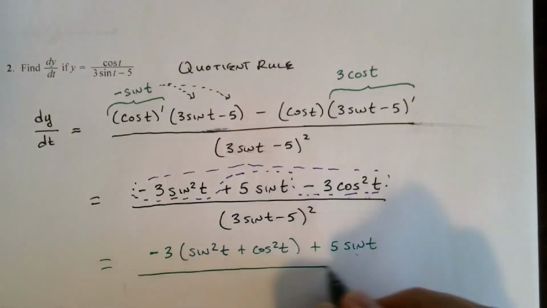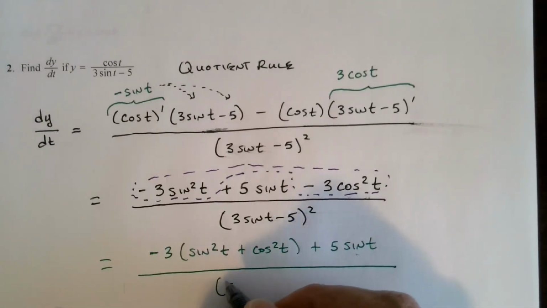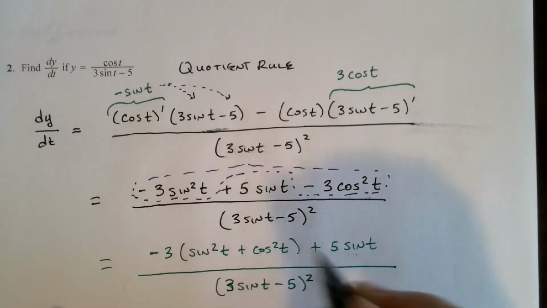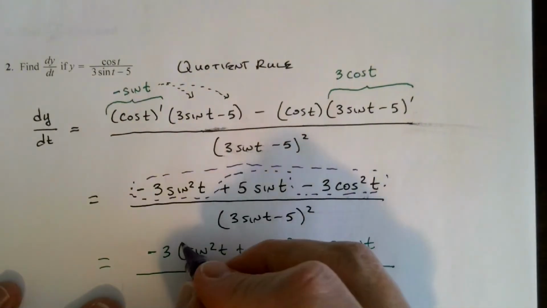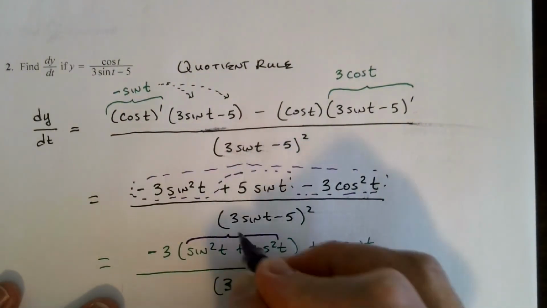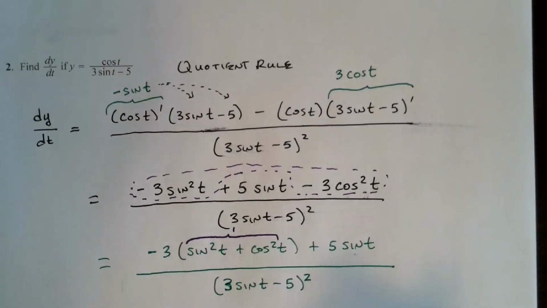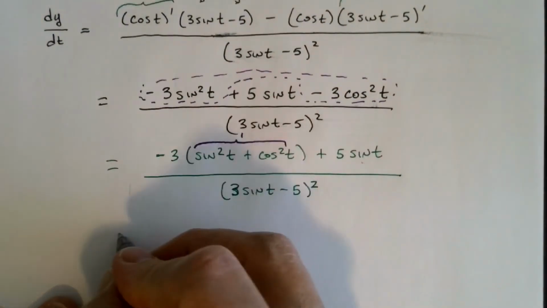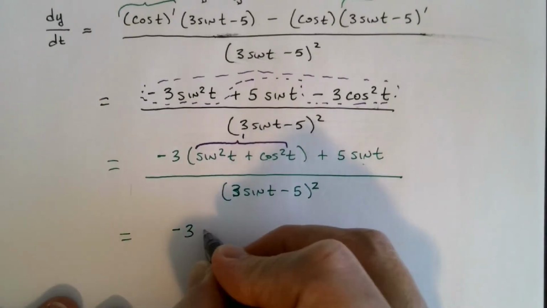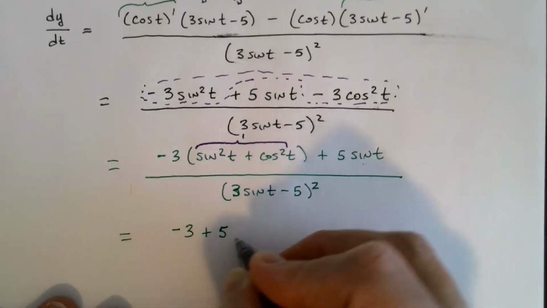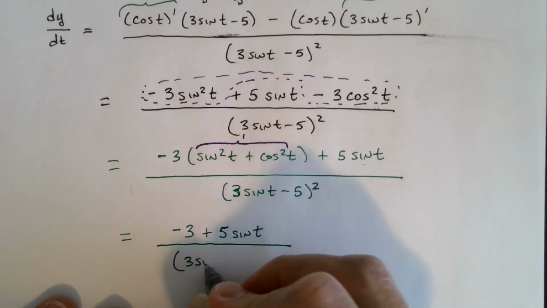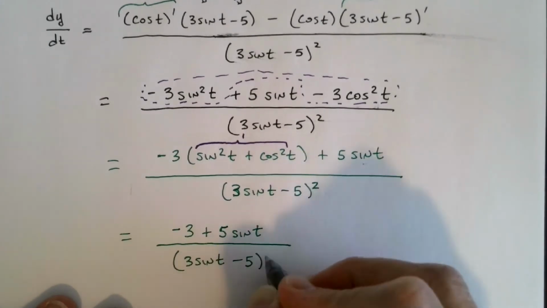And hopefully you see that, and you know what that simplifies down to in the parentheses there. What is that? What is sine squared t plus cosine squared t equal to? That's just 1. By what? The Pythagorean identity. We used that in the last video as well. And so what do we have here? We have negative 3 times 1. That's negative 3 plus 5 sine t over 3 sine of t minus 5 quantity squared.